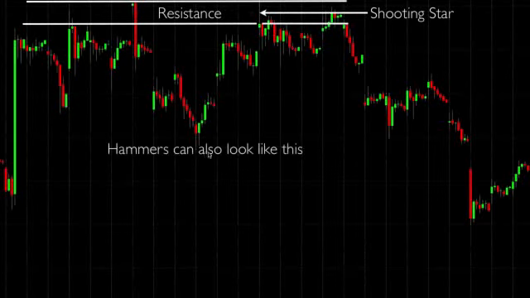I just want to show you how a hammer can look. We've got a red hammer and a green hammer. And again, just to show that sometimes they're perfect and sometimes they're not. But in this situation, you've got two hammers in a row, which is called tweezers. And that is also a very powerful signal because we're getting a 2 times trigger in a row. We're seeing these sellers being pushed up on both bars.